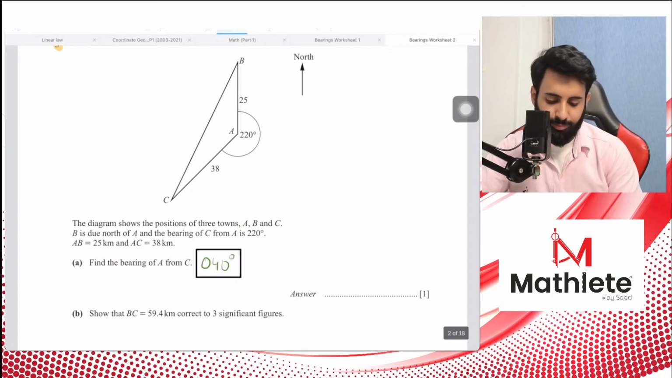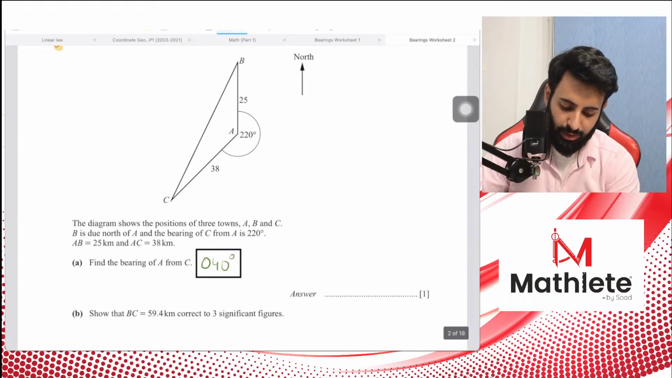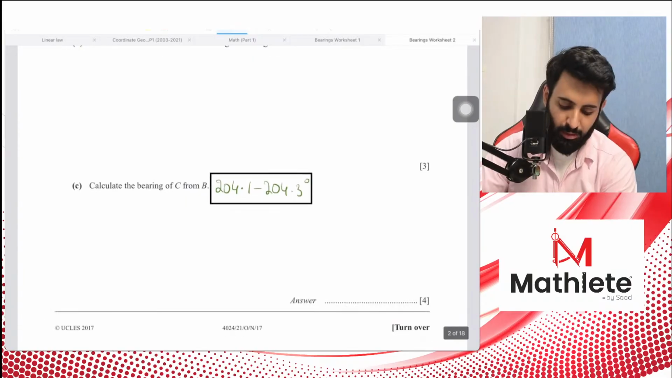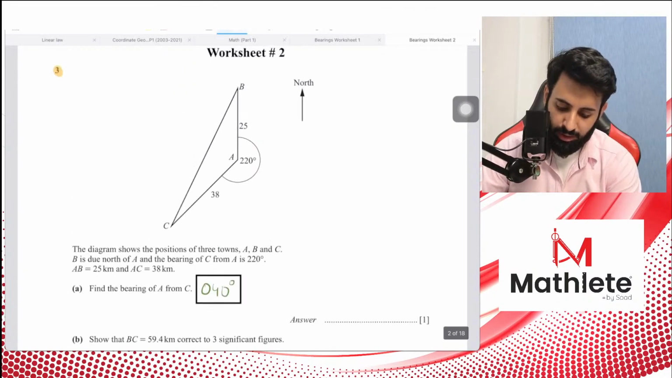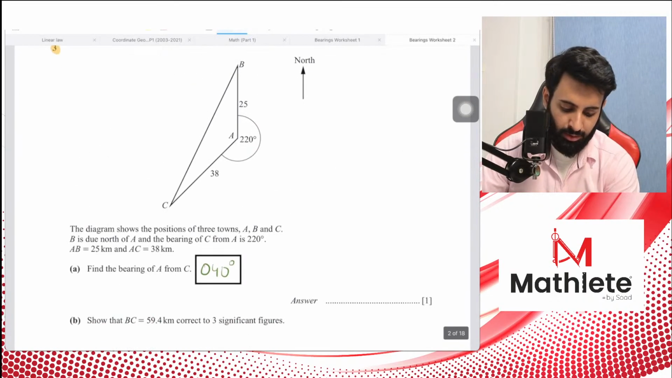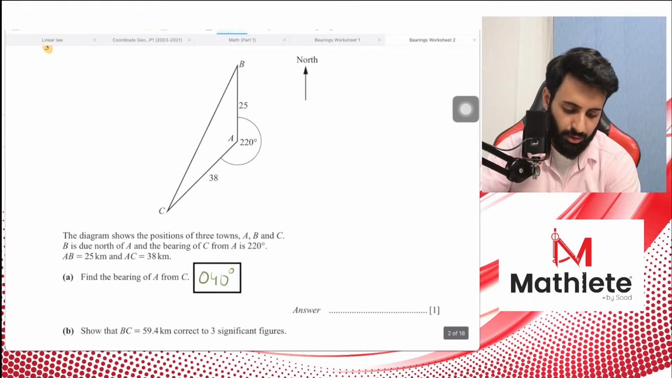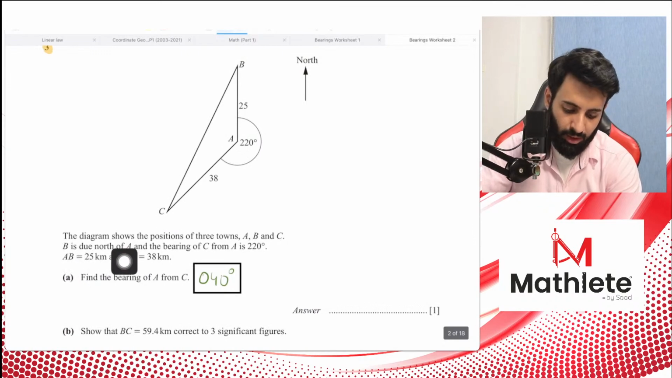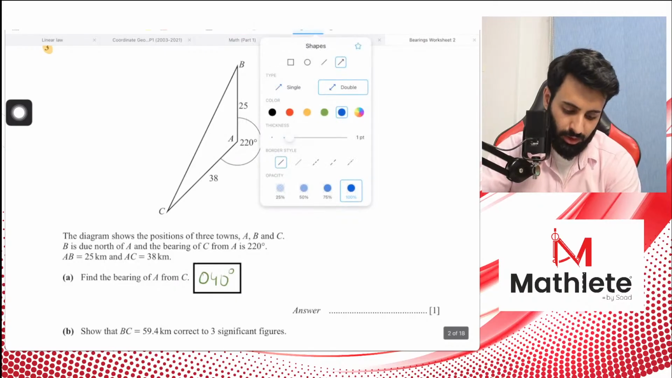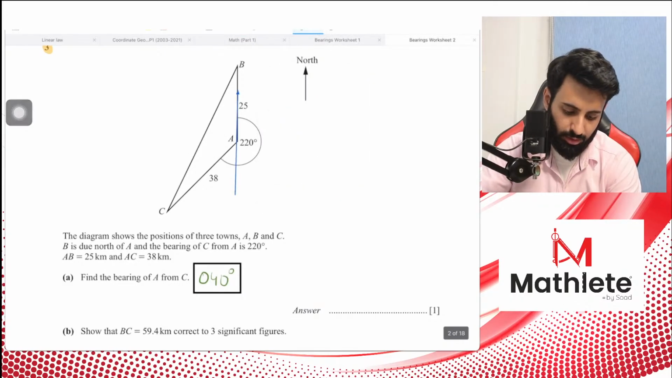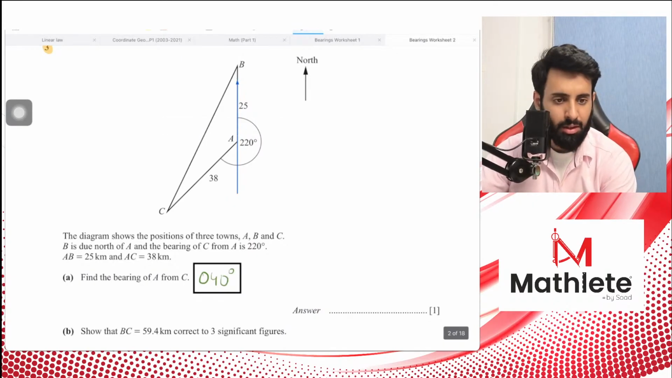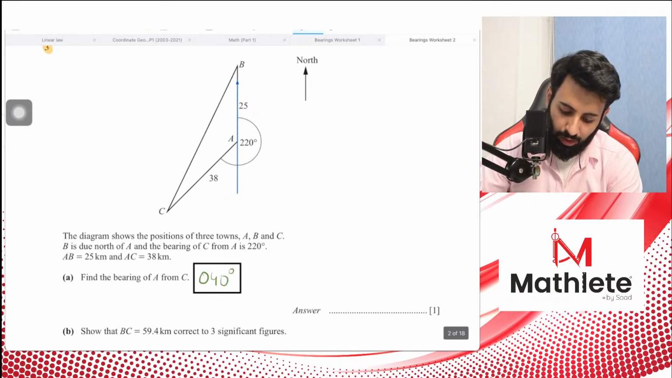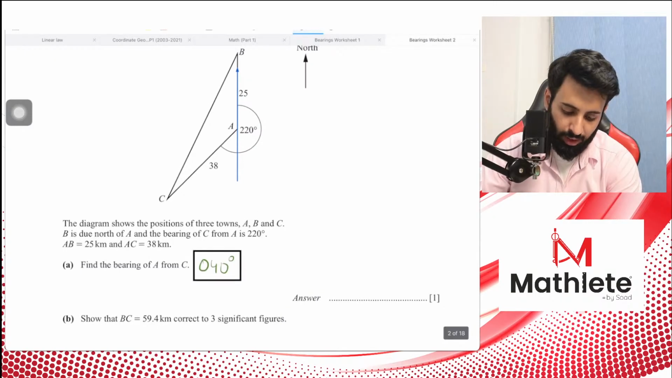All right, so here's another question. Let's solve this. This, by the way, is from O level, as I mentioned, October, November 2017, paper 2, variant 1. It says the diagram shows the position of 3 towns A, B, and C. B is due north of A, so keep looking at the diagram simultaneously. And the bearing of C from A is 220 degrees. Now it's a good idea to always extend the north. Although this line is not representing the north, you might need it later. And then it says find the bearing of A from C.